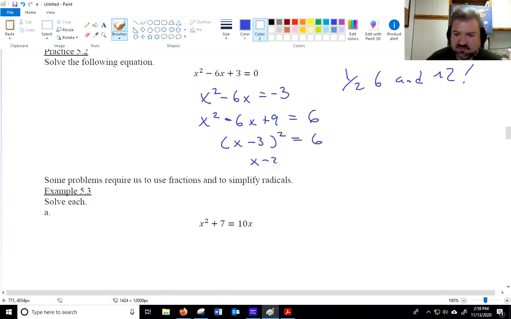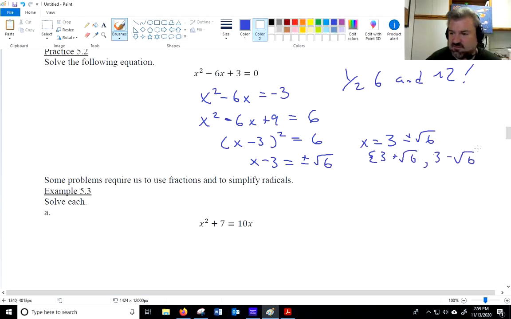Take the plus or minus square root. You get x minus 3 equals plus or minus the square root of 6. So x equals 3, when I add it over, plus or minus the square root of 6. So 3 plus the square root of 6, 3 minus the square root of 6.